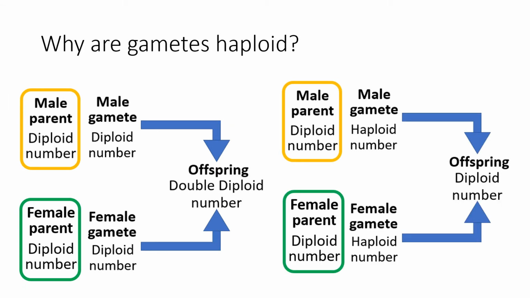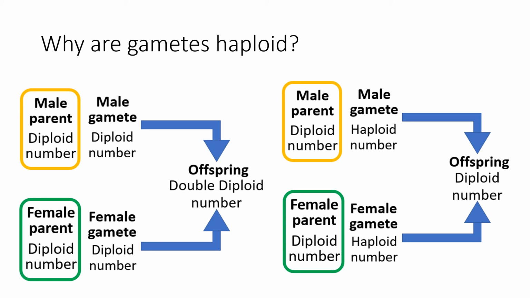So why are gametes haploid? Well, in the previous example we looked at, which remember is just imaginary, it's not what really happens, we said that the male and female gametes had diploid numbers. And the problem was that when we had fertilization, we had an offspring which had double the diploid number of chromosomes.